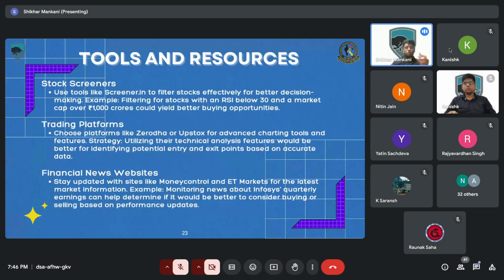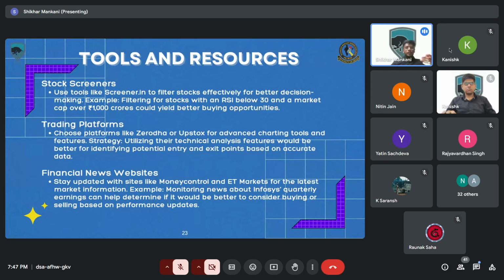So how do you do this practically? Again, you need tools and resources, and there are many available to learn and to use. Today there are advanced brokers like Zerodha and Upstox, which provide trading platforms for you. They also provide advanced charting tools and features. A few trading platforms also provide strategies, and they also give stock recommendations as well.